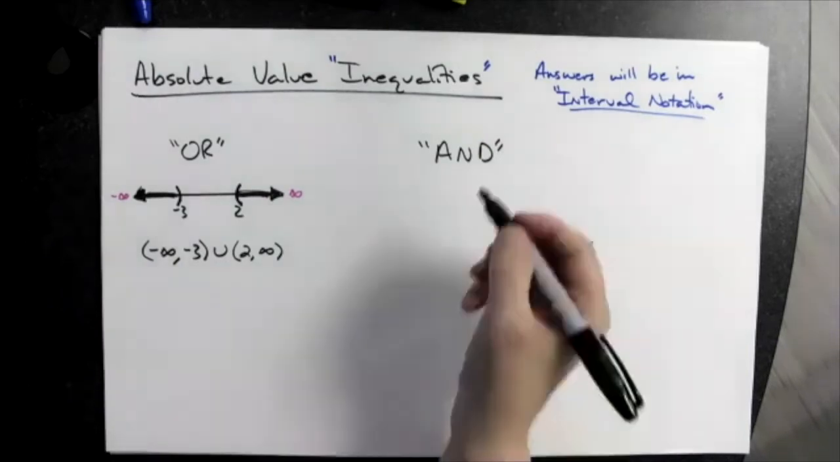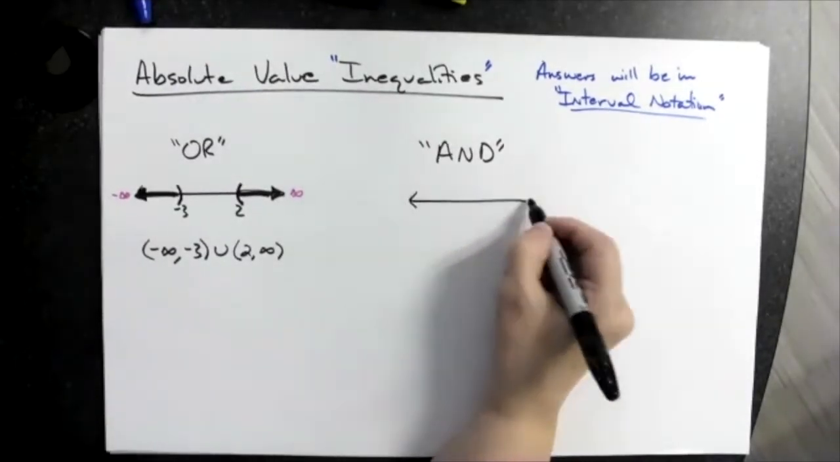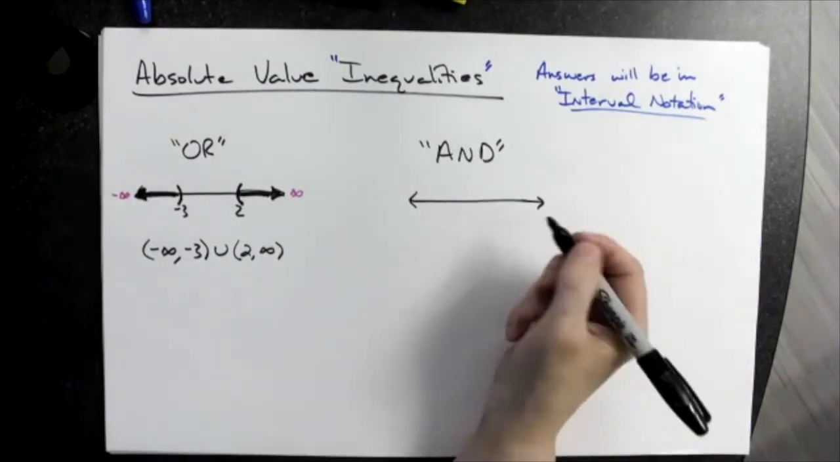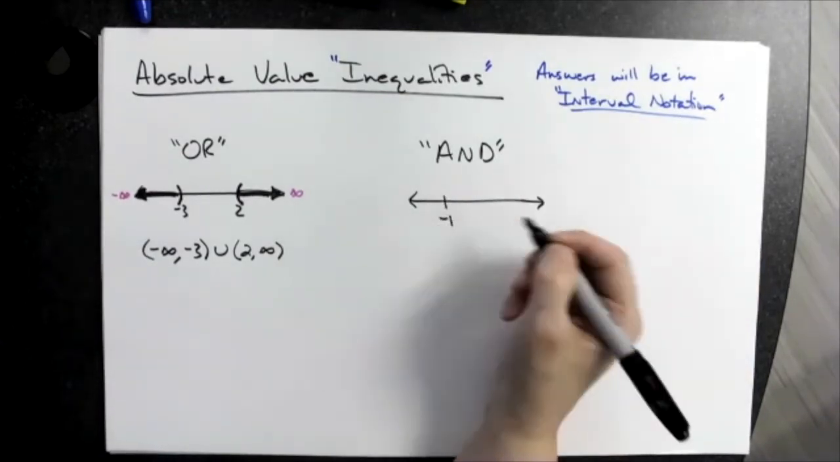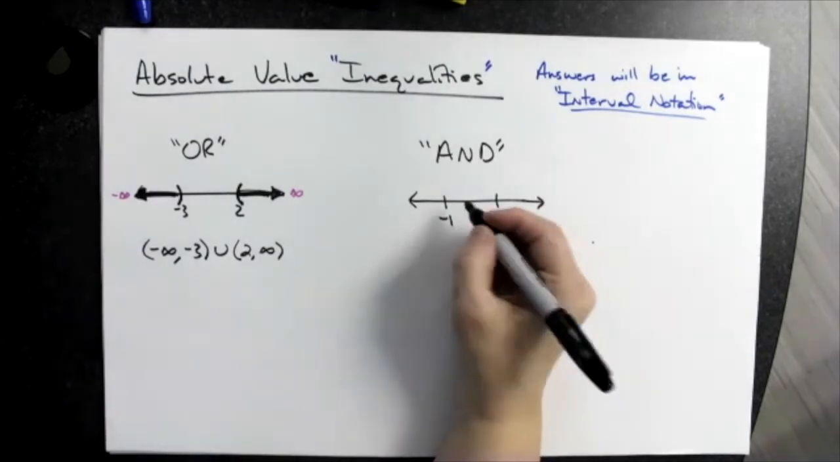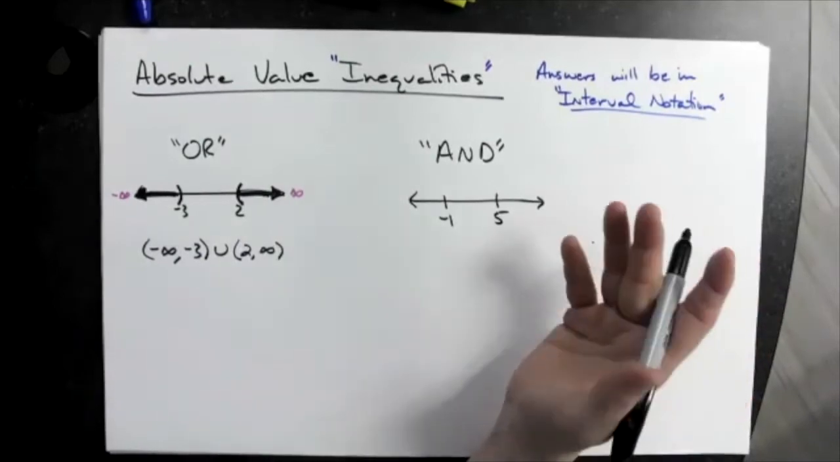Now on the "and" inequalities, without working out an entire problem, we're just going to look from the graph on. Let's suppose I had a -1 here and a 5 over here. Again, depending on the way the problem is set up, you're either going to have curvy brackets or square brackets.